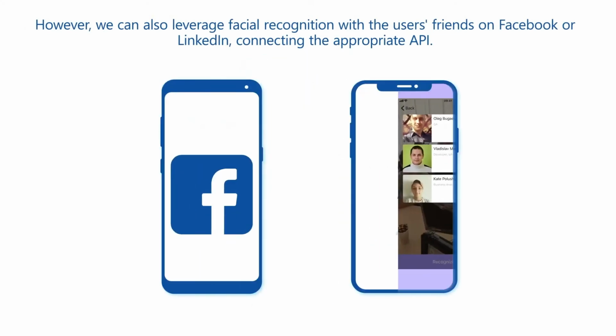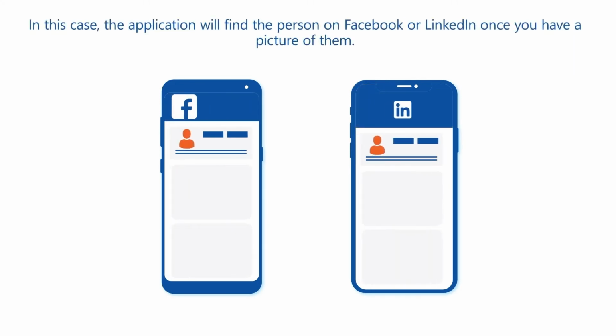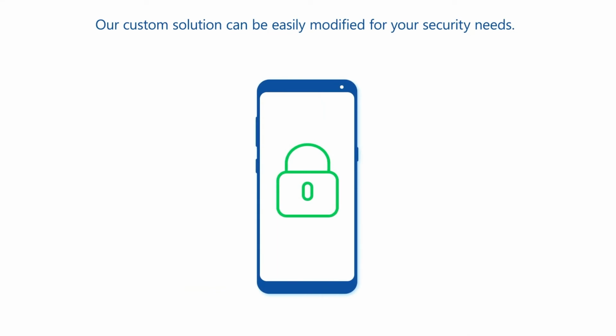However, we can also leverage facial recognition with the user's friends on Facebook or LinkedIn, connecting the appropriate API. In this case, the application will find the person on Facebook or LinkedIn once you have a picture of them. Our custom solution can be easily modified for your security needs.